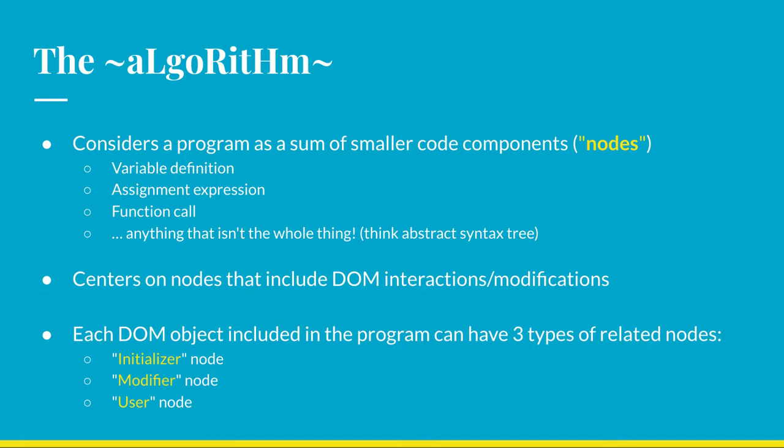So the algorithm centers on nodes that include DOM interactions or modifications. And each DOM object included in the program can have three kinds of related nodes. So let's say that there is a DOM object that's just a red square div on a page. Then it can have different nodes that are related to it, that have to do with its setup, with its modification, and with its use. And I'll explain those a little more in depth now, and then it'll make it a lot clearer when I explain how the algorithm actually works.